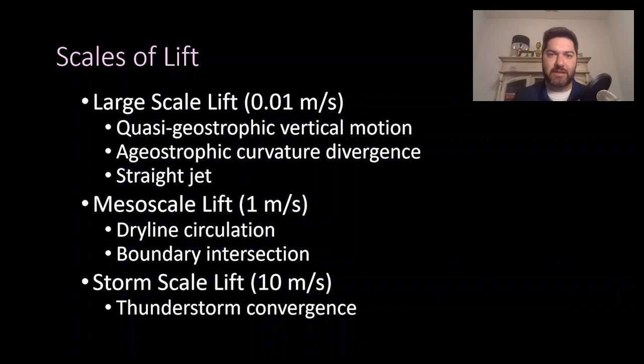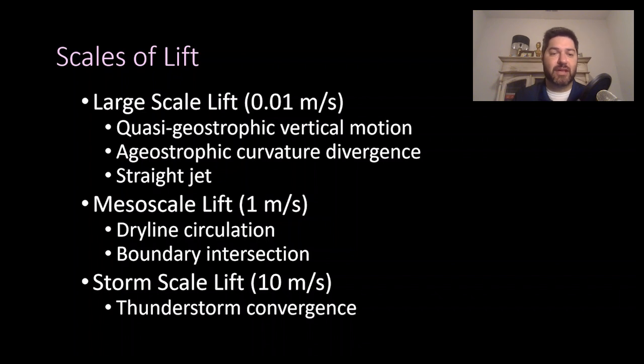So we'll talk about all of these in detail here in a minute, but those would be categorized under large scale lift. Now, mesoscale lift is actually 2 orders of magnitude larger than large scale lift, which is why it's quite a bit more important when you're thinking about convective initiation for the development of storms. So that's about 1 meter per second on average. So you can think about this in terms of like a dry line circulation. That's a form of mesoscale lift or a boundary intersection. And for storm chasers, we know that dry lines are typically, particularly in the southern plains, a really good place to find supercells and tornadoes.